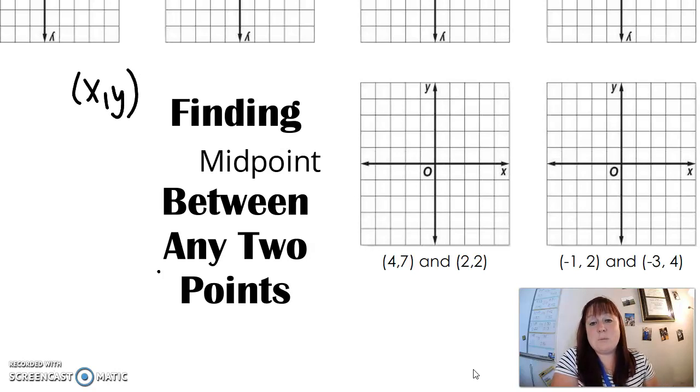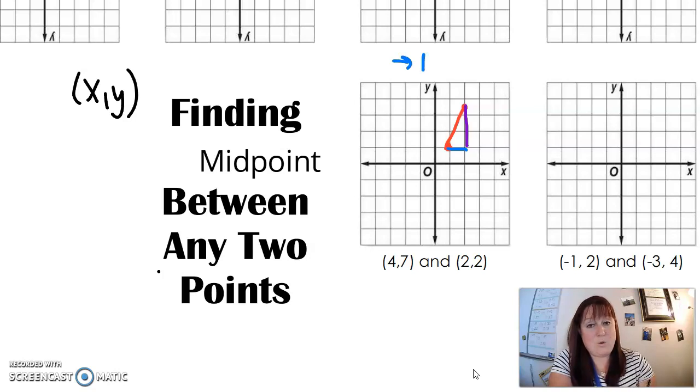Okay, so let's find the midpoint between these 2 points. We've got 4, 7, and 2, 2. What's the midpoint? It's the point that's exactly in the middle. If I was walking from one house to the other, where would I be exactly in between the 2 houses? Well, if you think about it, I went over 2, and then I went up 5, right? So how far would I have to go over to be exactly halfway? Well, I could just go over 1.